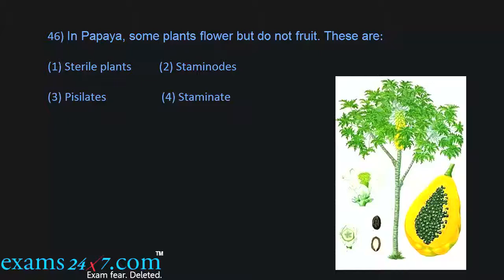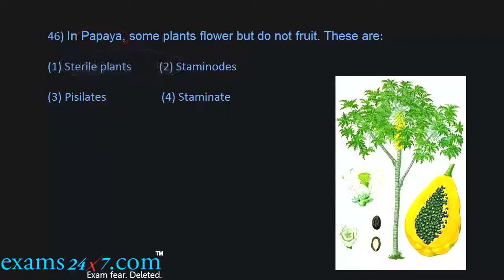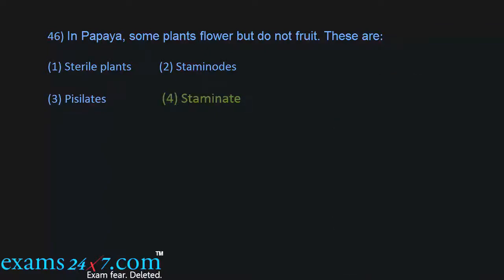In papaya, some plant flowers do not fruit. These are. It's a good question. When you talk about plants like papaya, please remember they are unisexual plants. They are going to have male plants and female plants. Male plants are called as staminate plants. Female plants are called as pistillate plants. And if a plant is showing flowers but not going to bear the fruit, means it must be male papaya plant. So answer must be staminate.